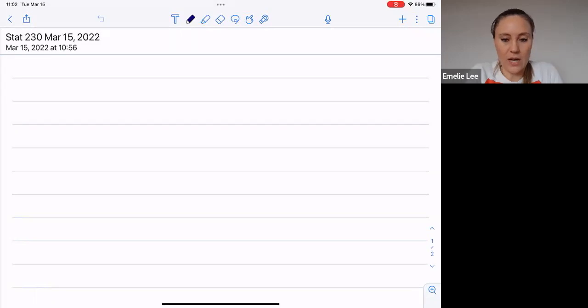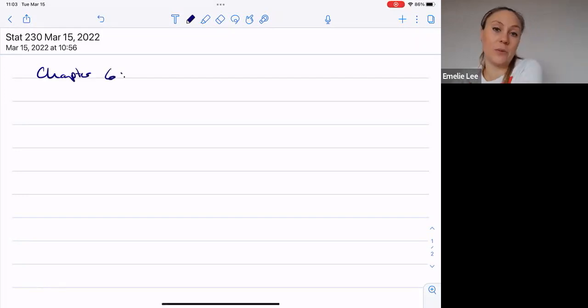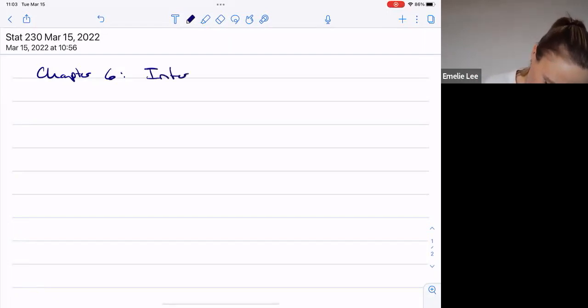All right, so we're going to start chapter 6 today, and most of it we have already seen. Chapter 6 is inference for categorical data, which is what we're doing, but I couldn't remember exactly what it's called, so I looked it up. Inference for categorical data.